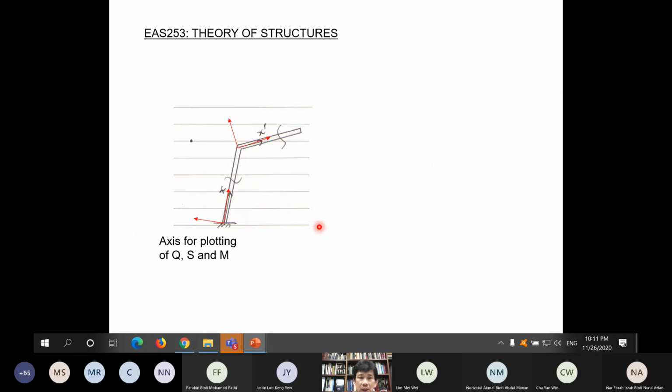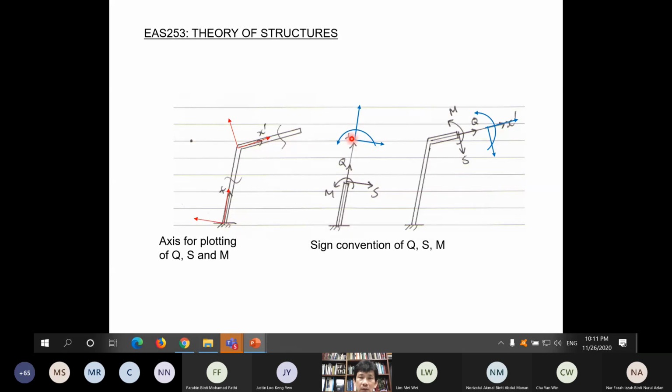So when it is inclined, then how? Same thing, X, Y. This is the axis for plotting the diagram. Then, same thing, Q always follows the X direction, but the positive shear direction here is opposite to the Y-axis. M is counterclockwise. So that is the sign convention for Q, S, and M.